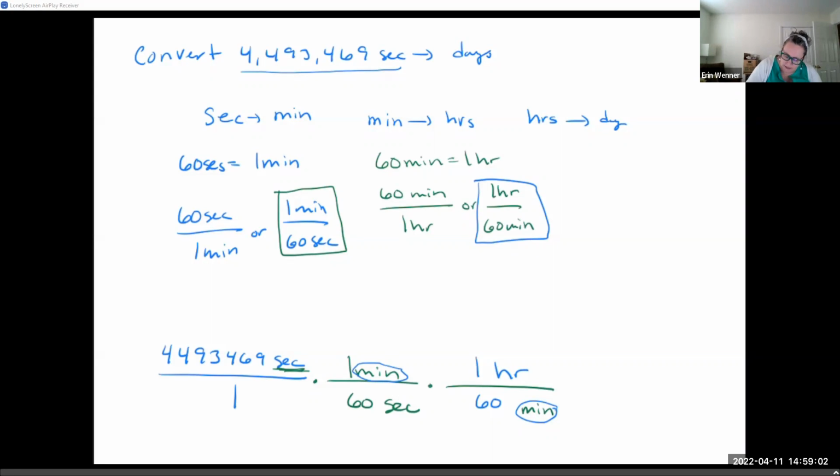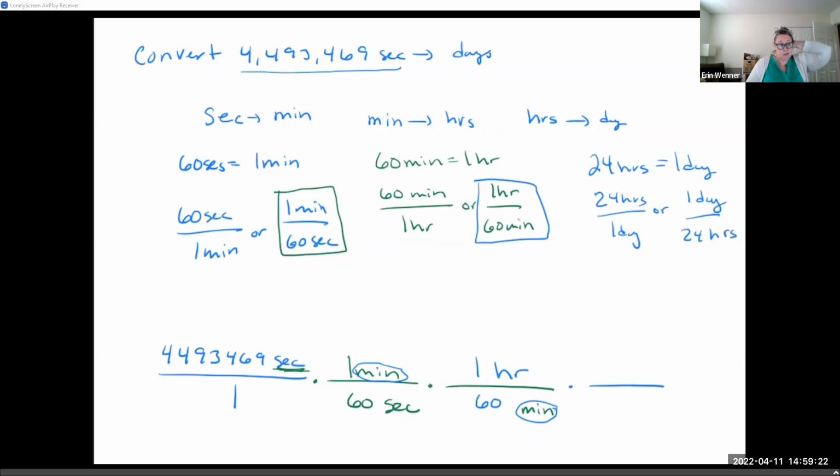Last, I'm going to do hours to days. And we know that 24 hours equals 1 day. And again, are we going to do 24 hours over 1 day or 1 day over 24 hours? So I'm trying to cancel hours. We're going to put 24 hours in the denominator because again, we want hours to be diagonal from it, right? We've got hours and hours. And then 1 day will be our numerator.